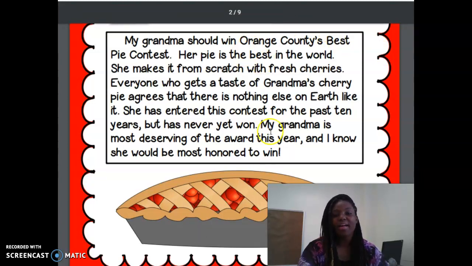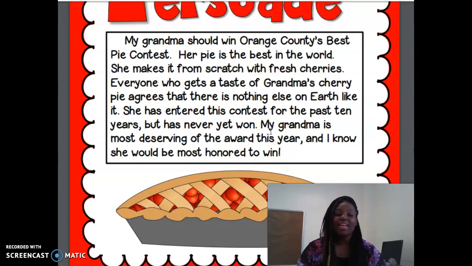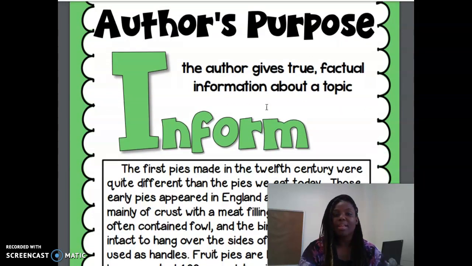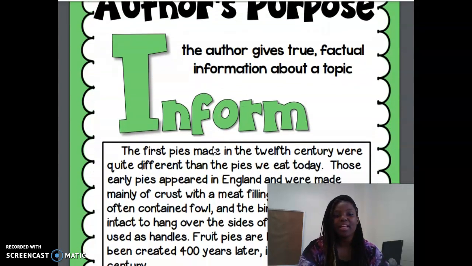So here we have this person trying to persuade the audience that his or her grandmother's cherry pie is the best ever and that it deserves to win that award. The next author's purpose that we're going to talk about is to inform. This is when the author is trying to give you factual information. So let's take a look.